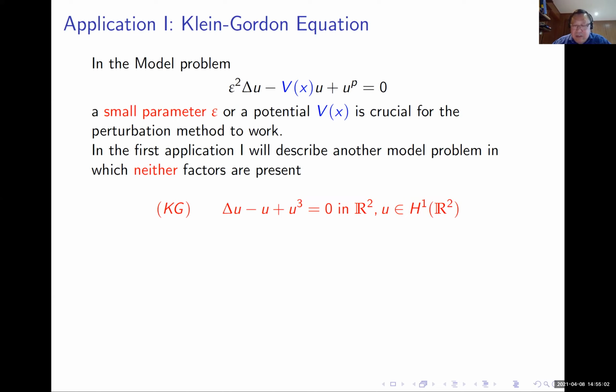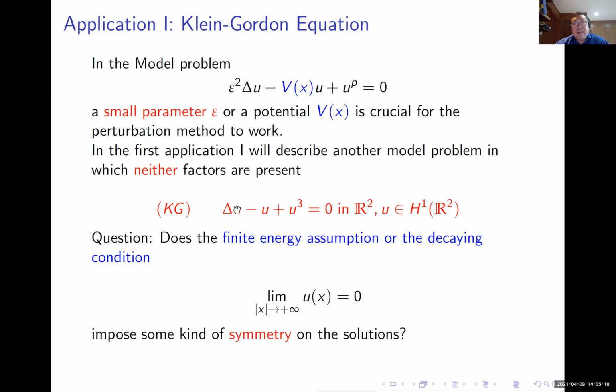We have no perturbation. Everything is fixed. This is called the Klein-Gordon equation, and we want a finite energy solution. The question we want to answer is the following: does the finite energy solution assumption, or the decay condition, so assume u decays at infinity, impose some kind of symmetry on the solution?